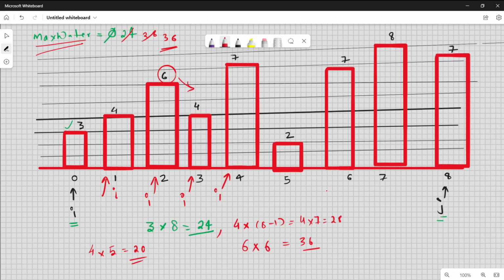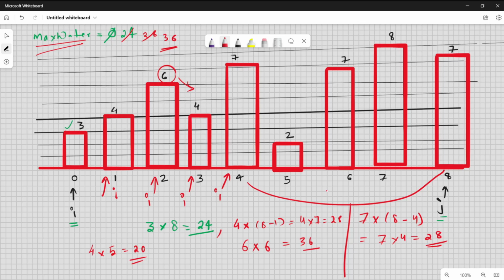Now 7 and 7, both are equal, right? So we'll say the rod length would be 7, and the horizontal width would be 8 minus 4, that is 4. So 7 into 4 is 28. The max water would not be updated because it's already 36. Now the question is whether to move this 7 or the next 7. You can choose any of the 7s here.